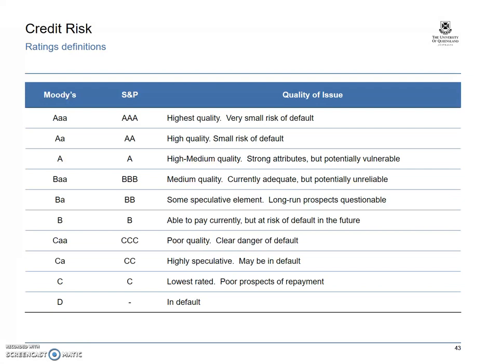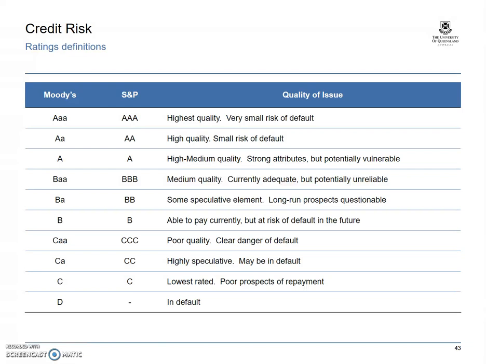So in this table we can see that Moody's rates their highest bonds as Aaa, with a capital A and two smaller a's, whereas S&P calls their bonds AAA, with three capital A's. And you can see that as we go down the table, they have lower and lower credit quality. So AAA is the highest quality and a very small risk of default. And then as we go down, the quality diminishes and the risk of default becomes higher.